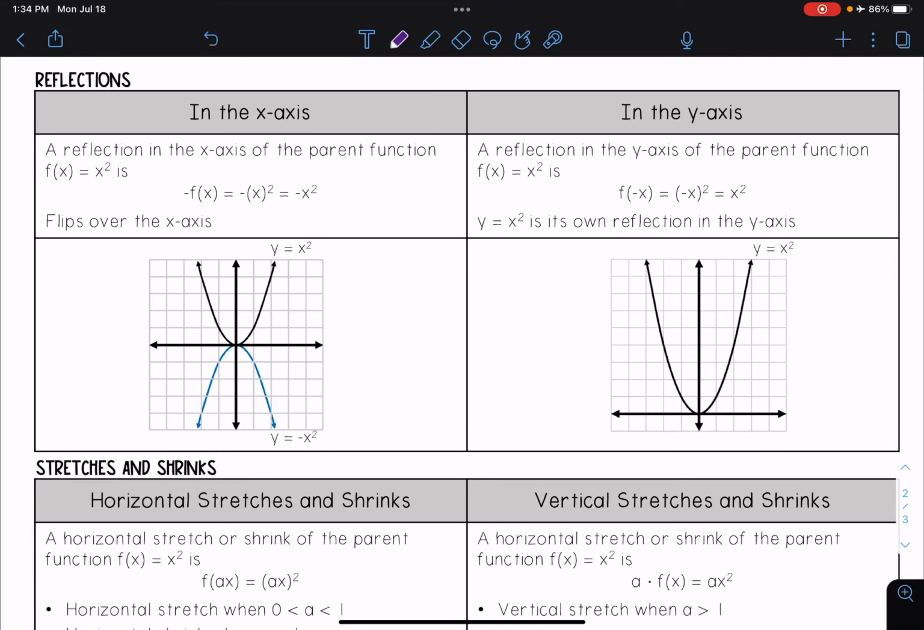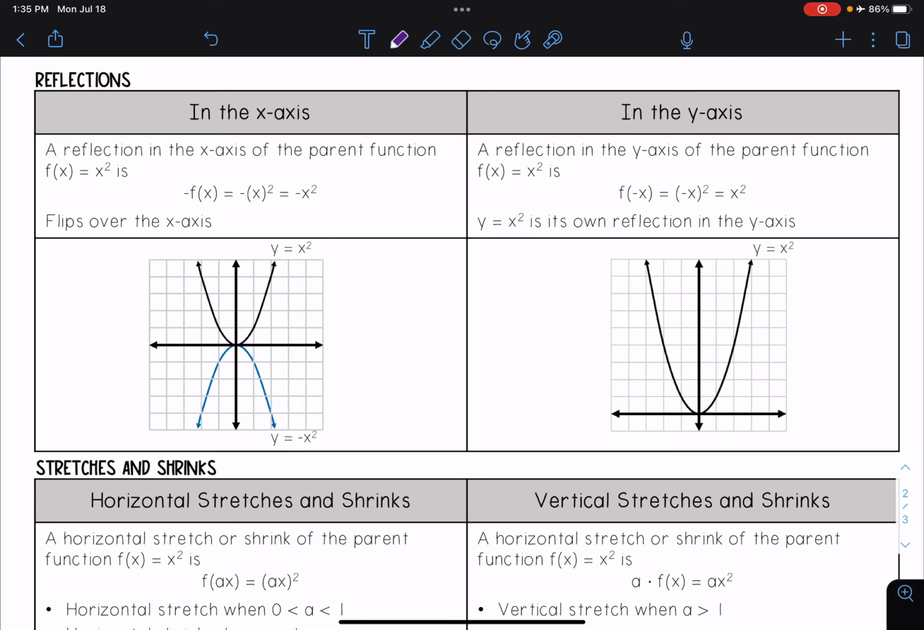In this video, we're going to be talking about reflections and stretches and shrinks in quadratic functions. So first, there are two different types of reflections that we can see. First, we can see a reflection in the x-axis. And what that looks like is we're taking the negative of our function. So for that parent function, that's going to look like negative x squared. In other words, it's going to flip over the x-axis.